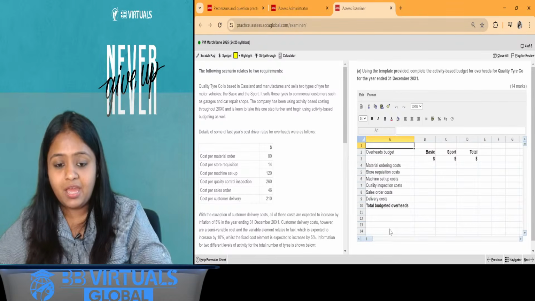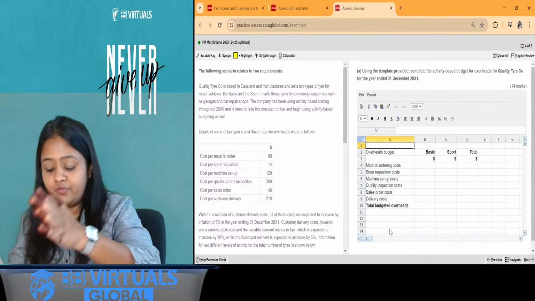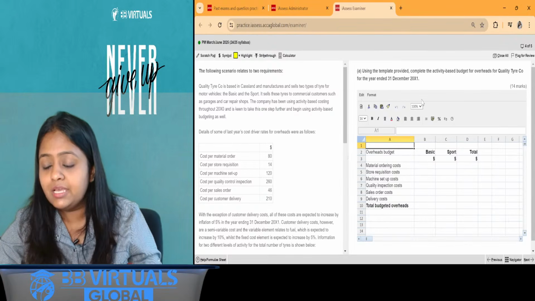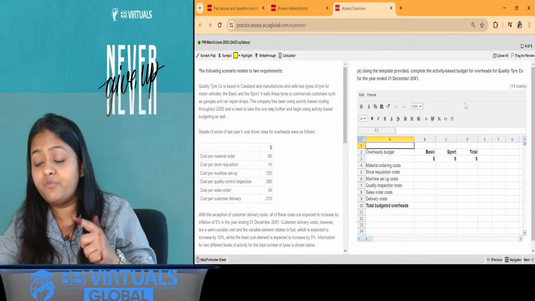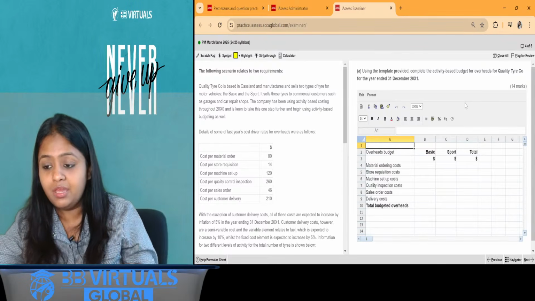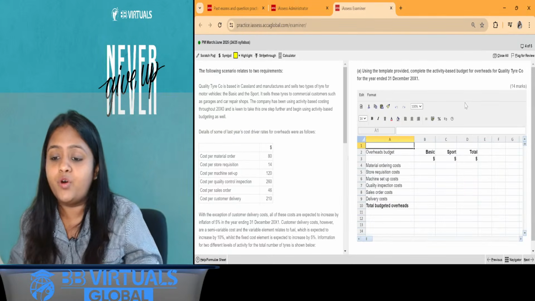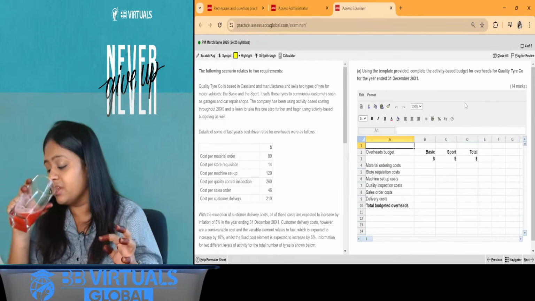So now here we have, again, what we are going to do, backward reading. So read the requirement of the question first and then we go into the question. Requirement: using the template provided, complete the ABC, the activity based budget for overheads. So you have to use the activity based method, okay? For overheads for Quality Tire Company for the year ended 31st December 20x1. Okay, let's begin.